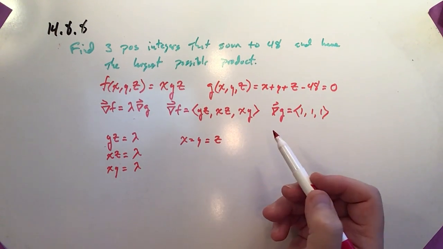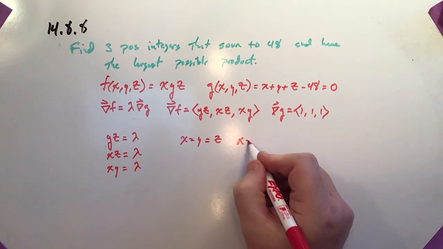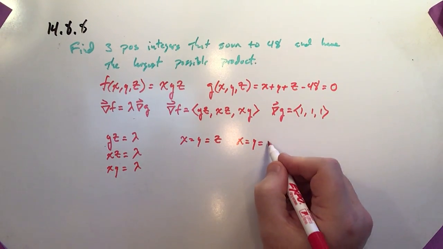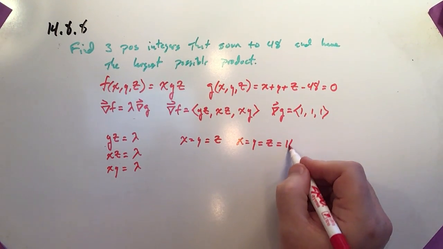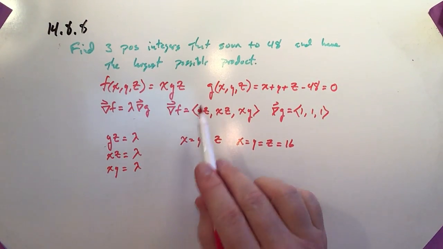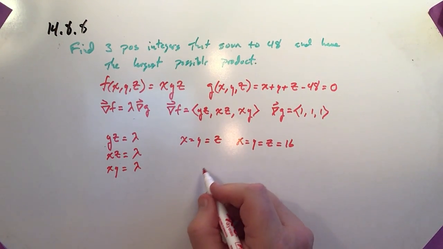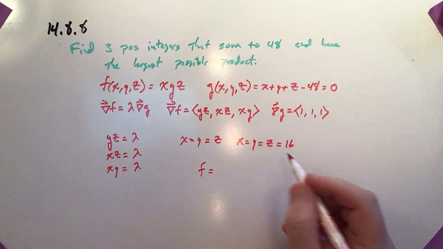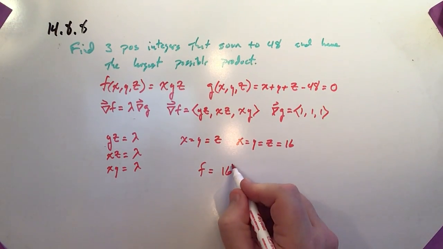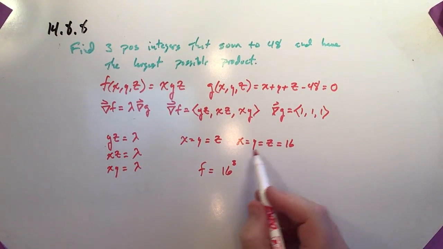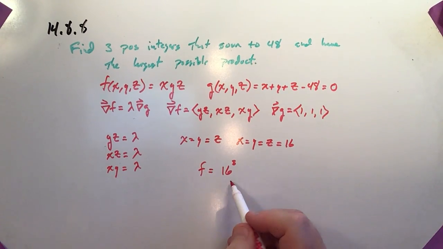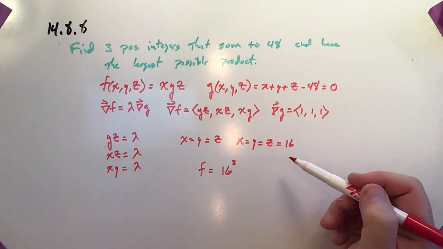And the three integers that add to 48 are 16. So x equals y equals z equals 16. And that produces the largest possible product. So f max will be equal to 16 cubed. So those are the integers, and this is the maximum product they have so that they meet this condition.